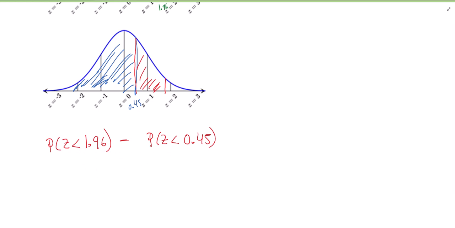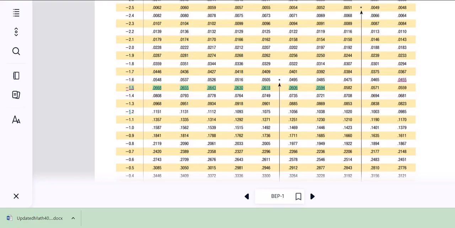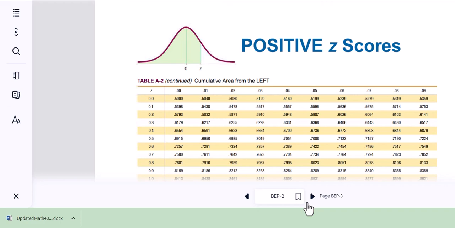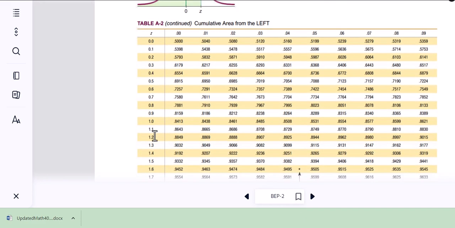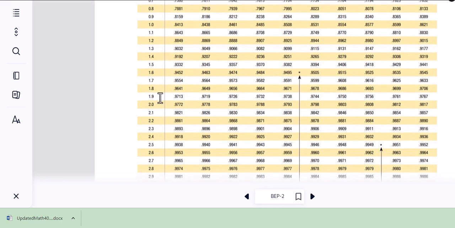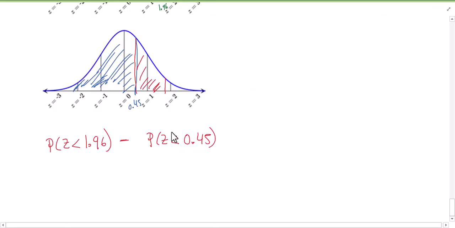So let's start with 1.96. I need to go back to my positive z-scores, and let's look for 1.9 over here. So 1.9, and then 0, 1, 2, 3, 4, 5, 6. So 0.975. So this area is 0.9750.